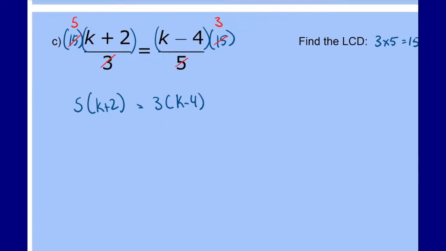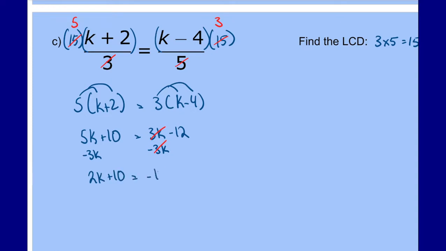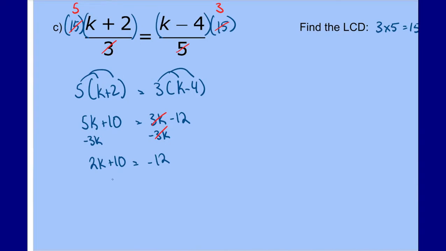So with our fractions now gone, we have an equation with brackets. So let's use the distributive property to multiply through. 5 times k is 5k, 5 times 2 is 10, 3 times k is 3k, 3 times negative 4 is negative 12. Now I'm down to a multi-step equation. Cancel out the variables on one side, minus 3k, minus 3k. One side cancels out. 2k plus 10 is equal to negative 12. Now we're down to a two-step equation. Get rid of that plus 10 by subtracting 10. One side cancels out. 2k equals negative 22.